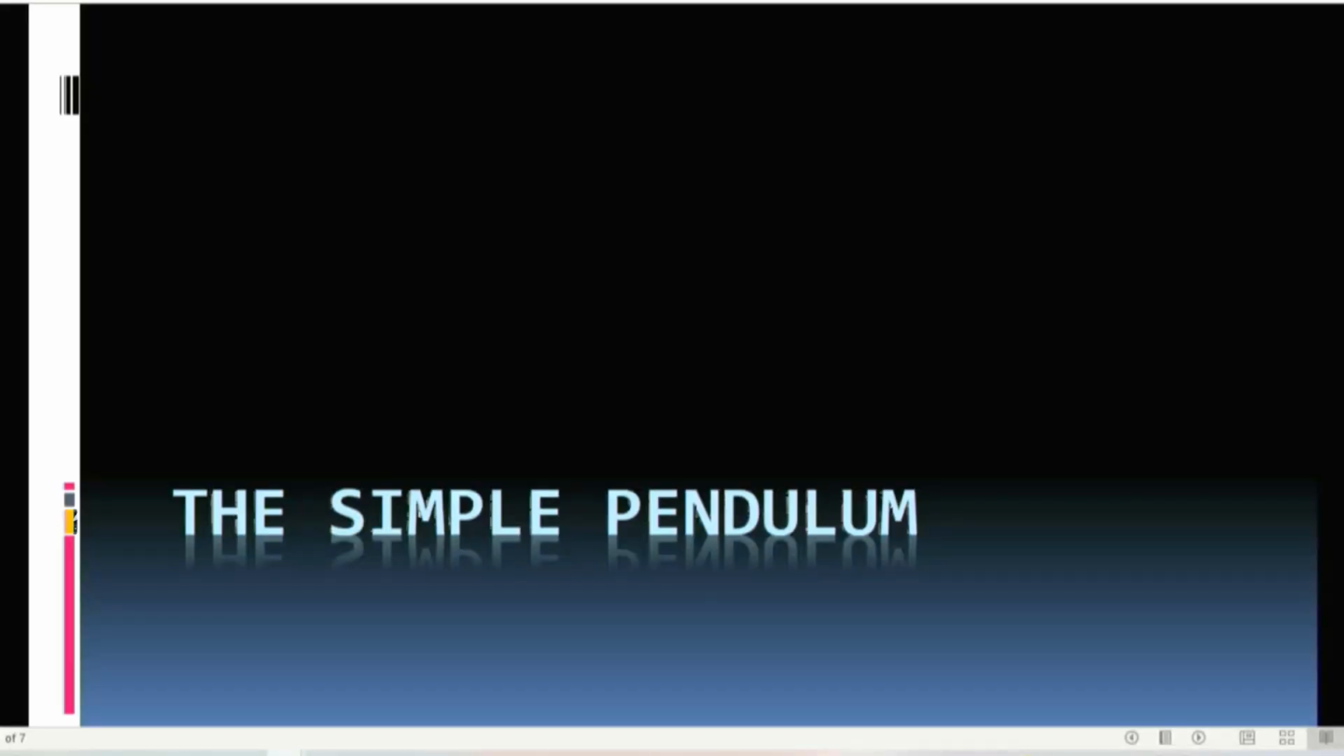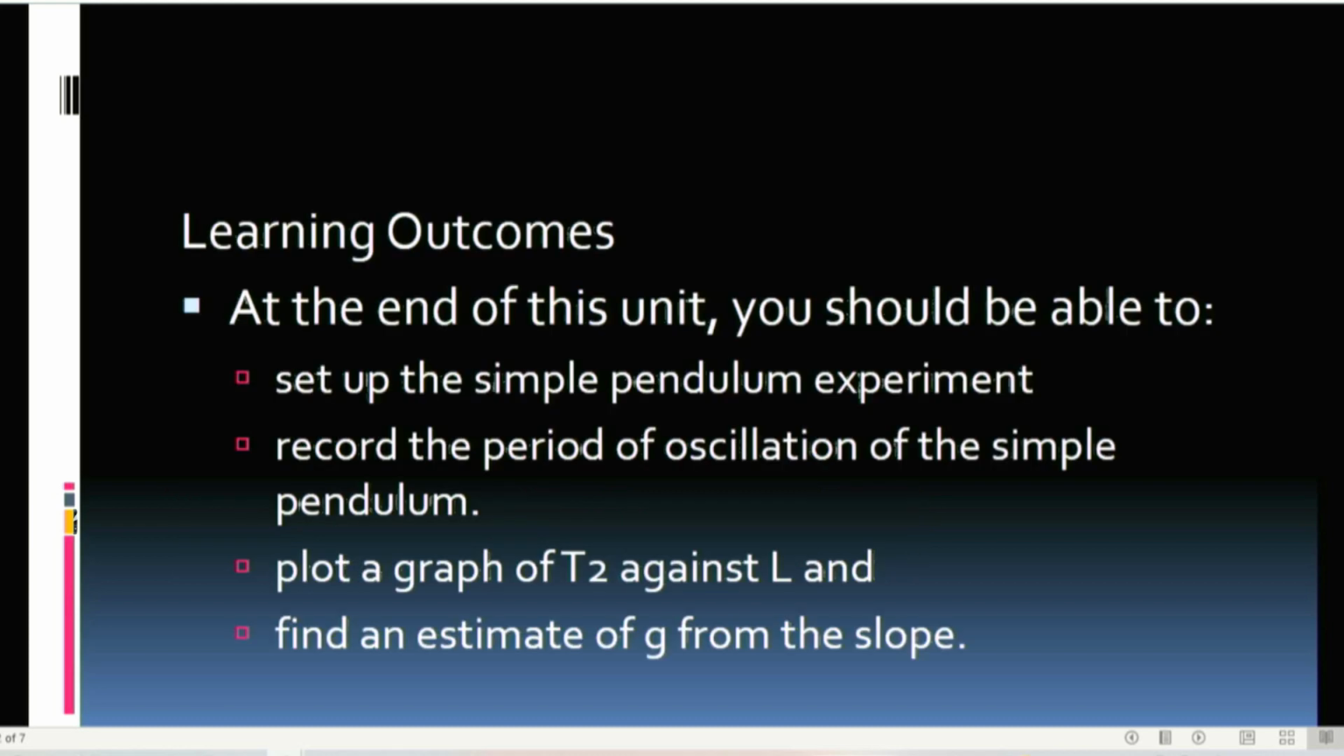Good day. You are welcome to another unit of Physics 191, and in this unit we are considering the simple pendulum. At the end of this unit, you should be able to set up the simple pendulum experiment. Secondly, you should be able to record the period of oscillation of the simple pendulum, and also plot a graph of T squared, the square of the period, against L, that's the length of the pendulum. And finally, you should be able to find an estimate of g, that's acceleration due to gravity, from the slope of your graph.